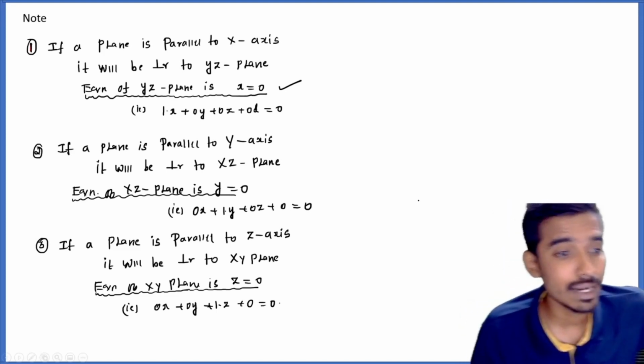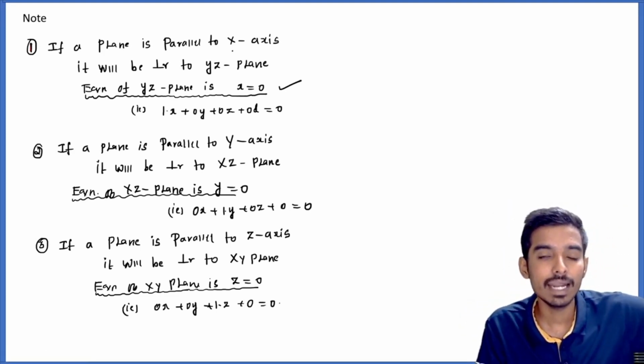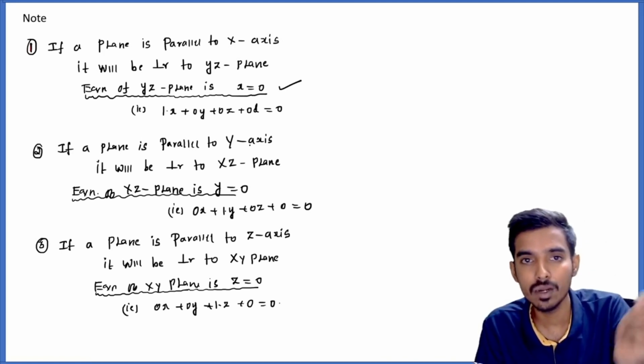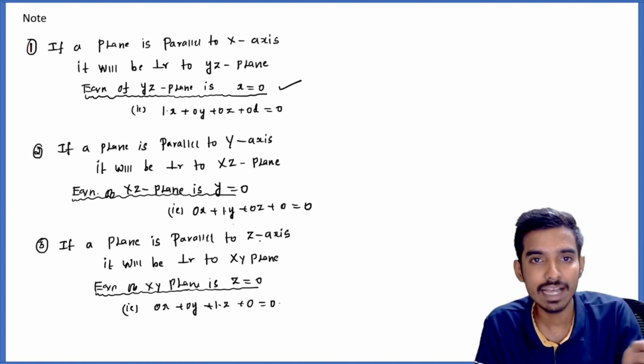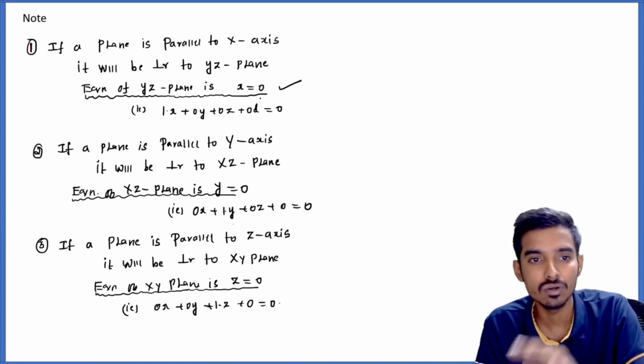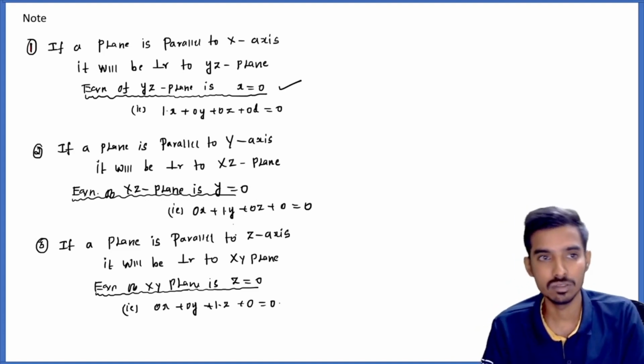If a plane is parallel to the x-axis, it will be perpendicular to the yz plane. Parallel to the x-axis means perpendicular to the yz plane. Parallel to the y-axis means perpendicular to the xz plane. Parallel to the z-axis means perpendicular to the xy plane. What is the equation of the yz plane? x is equal to 0. The equation of the xz plane is y equal to 0. The equation of the xy plane is z equal to 0. Right? So remember these three important notes.